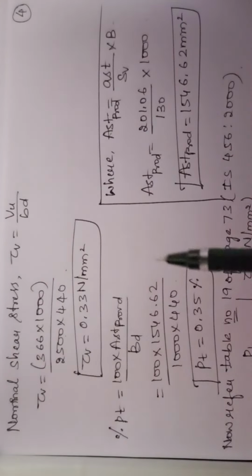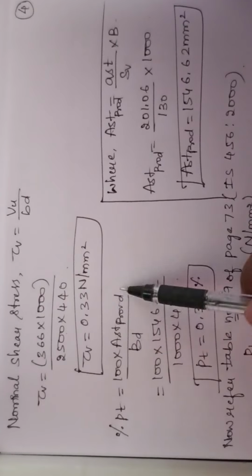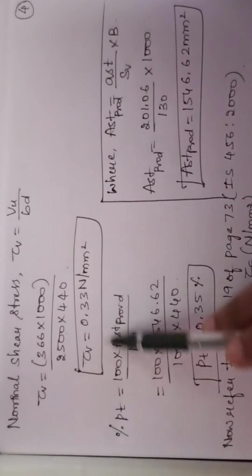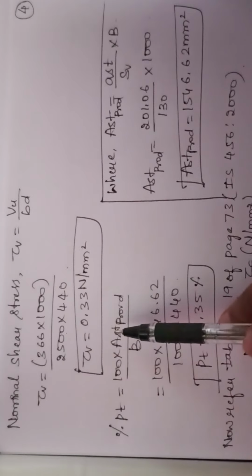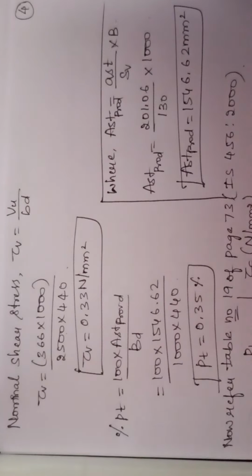To find the percentage steel, we have the formula 100 AST provided divided by BD. This time we have to take the value of provided AST, not the required one. We didn't know what the provided AST is, so let us start finding the provided AST.